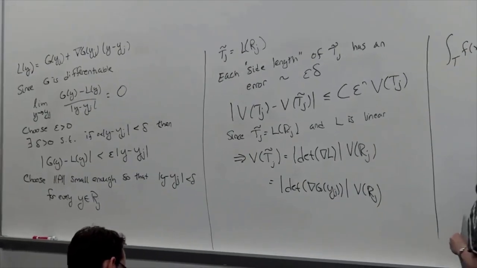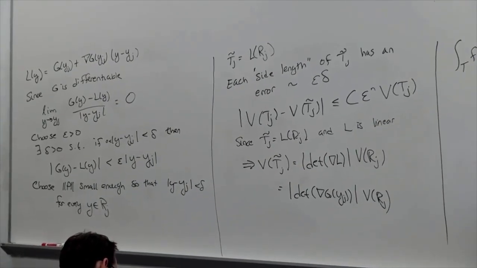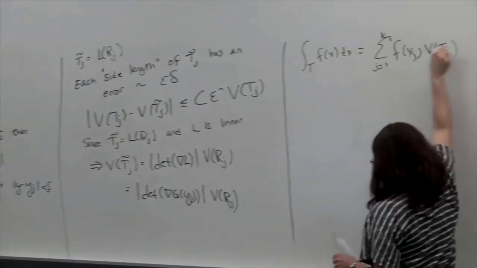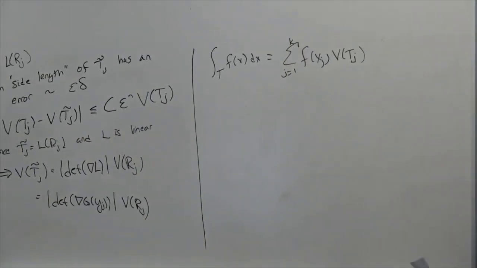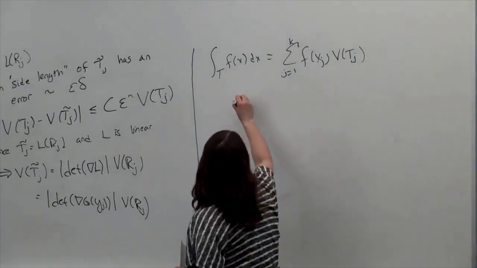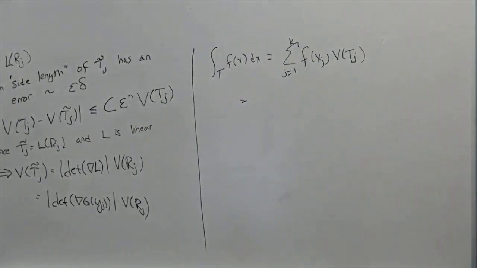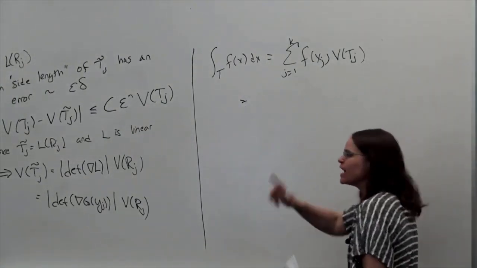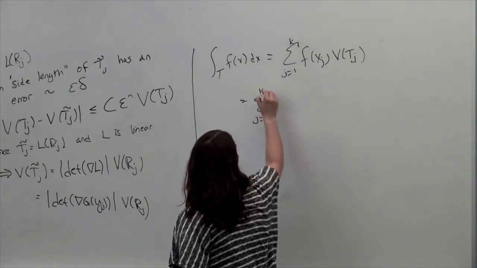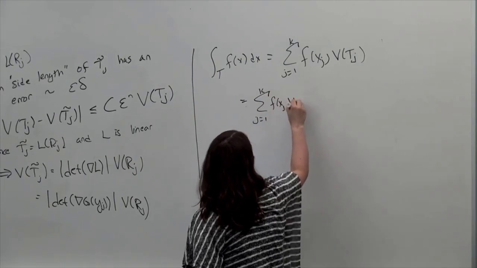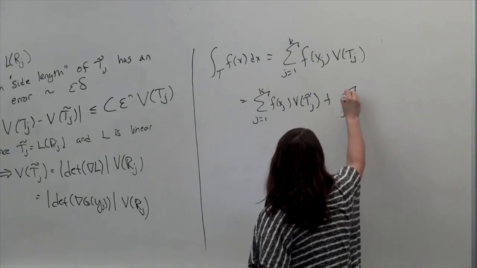Okay, so this was... I'll just write this again. And now let me use my mathematician's favorite trick of sticking in the thing that I would rather have here and then subtracting it back out again. The sum from j equals 1 to k of f of xj, volume of t tilde, and then whatever is left.